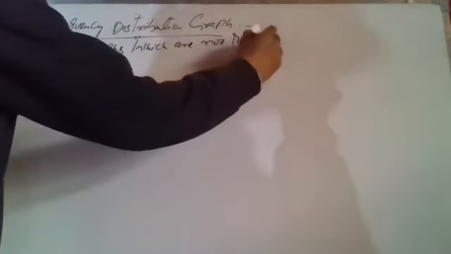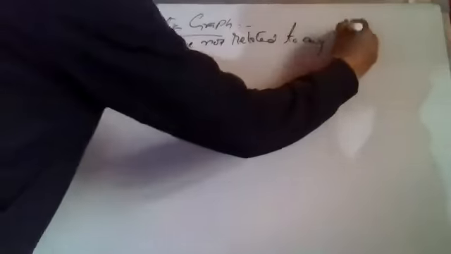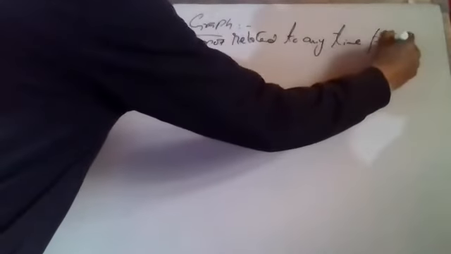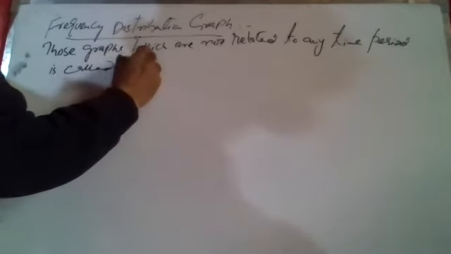which are not related to any time period, or graphs of those values which are not related to any time period. So those graphs which are not related to any time period is called a frequency distribution graph.